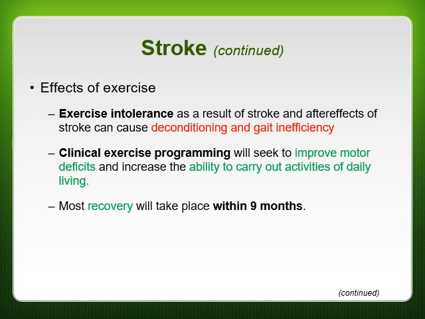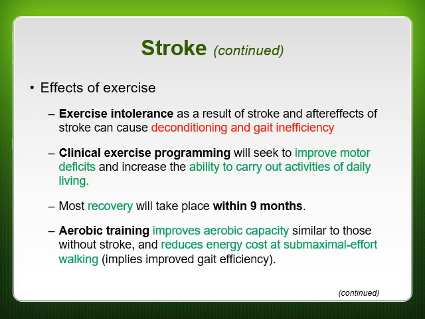Most recovery from stroke will take place within a 9-month span. Aerobic training does improve aerobic capacity similar to those without stroke, so similar adaptations, which is good, and that will reduce energy cost at submaximal effort walking. The walking is good because that will help improve the way that they walk. Remember, with paralysis and the effects on the opposite side of the body, they might be walking a little funny as a result. The more you get them walking and working, the better they get at that movement. It's going to be better for them on the whole.